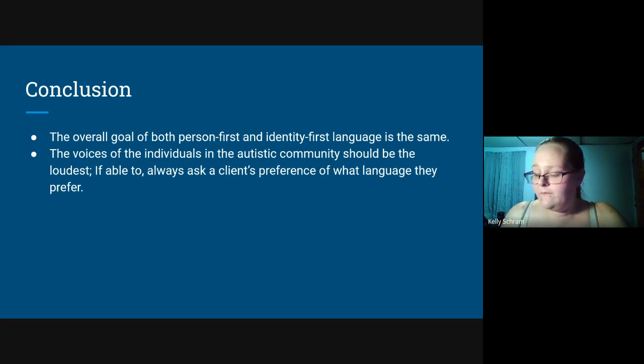Overall, both Person First and Identity First Language have the same goal, a sincere effort in respecting others. Listening to one's clients, stakeholders, and the voices of those in the community at large should be the default for any ABA professional. Always ask a client's preference of what language they prefer. Their voices need to be loudest.